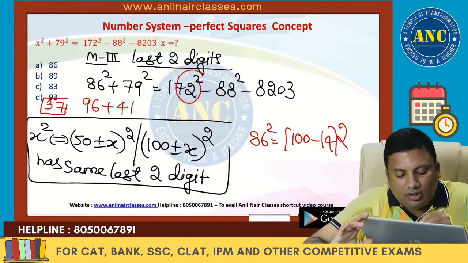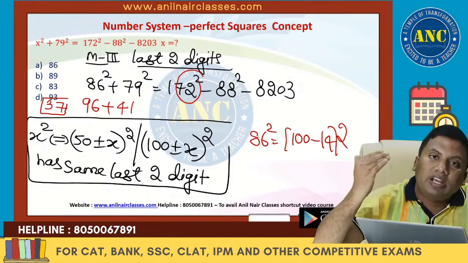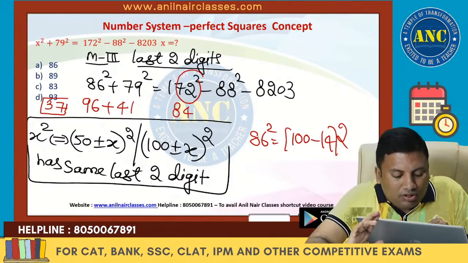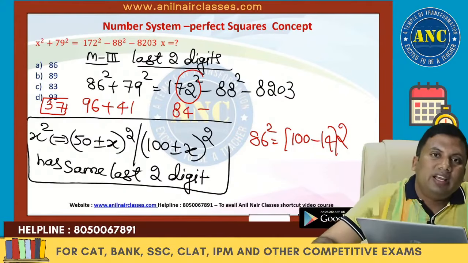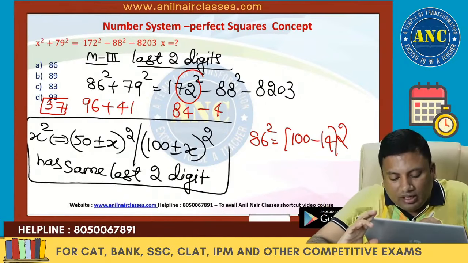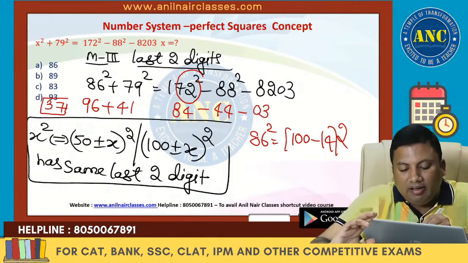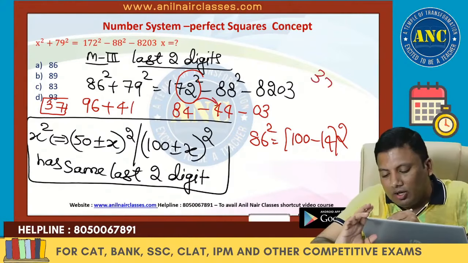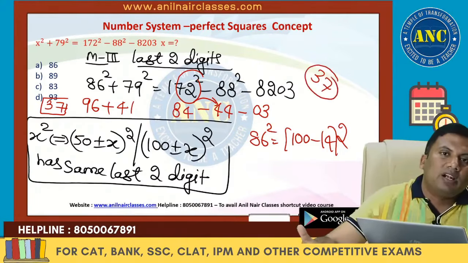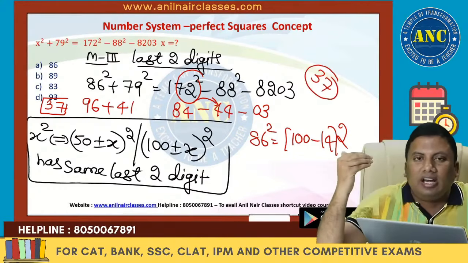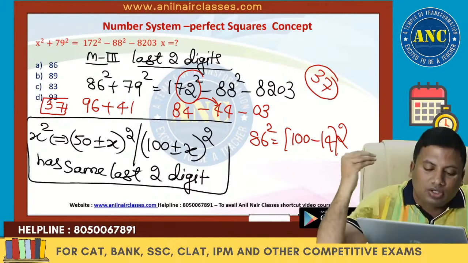Now 72 square. 72 is 22 more than 50. 22 square is 484, so it is 84. 88 is 12 less than 100. 12 square is 144. Minus 03. I hope it is clear. 84 minus 44 is 40. 40 minus 03 is 37. This also gives 37. 37 equivalent to 37. You can use the unit digit logic, you can use the number tree logic, you can also use the last two digits logic.